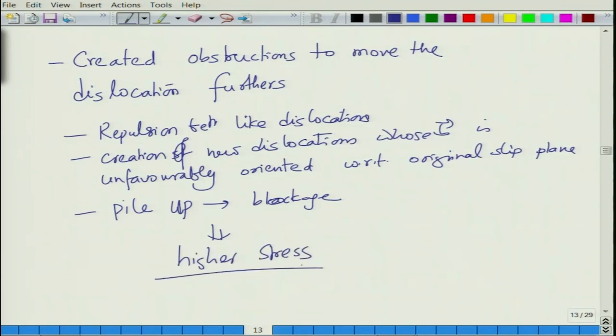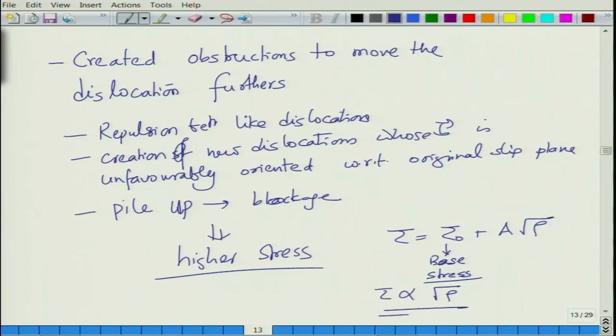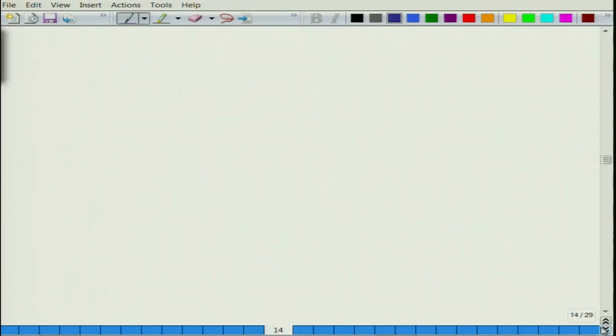and all of these lead to higher stress. So, that is why when we say tau is equal to tau naught plus some constant A multiplied by square root of rho. So, basically this tau naught is, let us say, the base stress for a virgin material, an annealed material. So, this tau is essentially proportional to square root of rho. So, as the dislocation density goes up, the material becomes harder and harder to deform further, and this is what basically causes the material to become strong and less ductile.